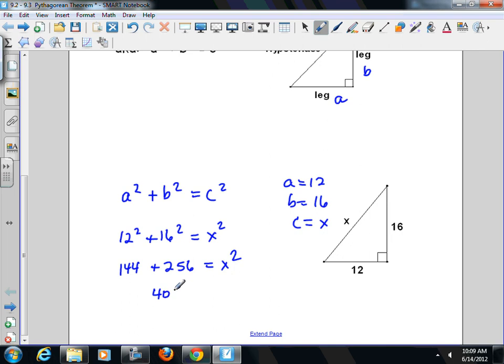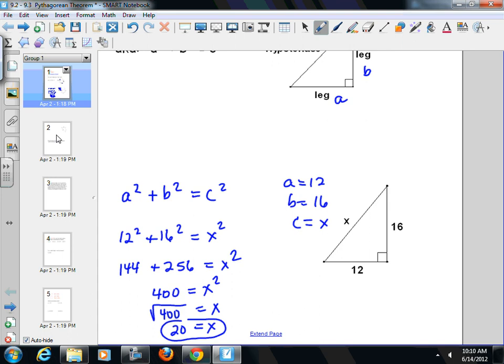So we have 400 equals x squared. Simplifying that, we're going to have to take the square root of 400 to get our x value. So the square root of 400 gives us a value of 20 for x. Let's move on.